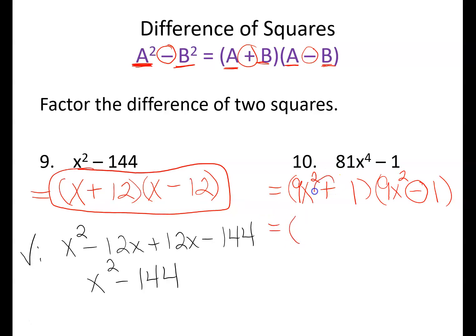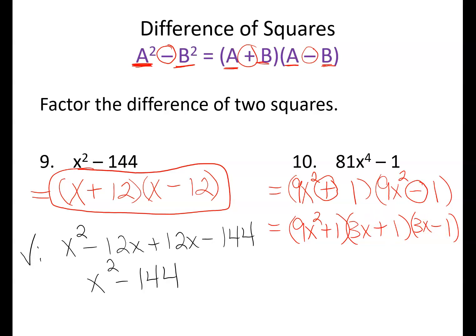Remember, when it's addition, it cannot factor. So that 9x squared plus 1 just comes down. We can't leave it off. It's still in the answer, but it just comes down. Then this one with the minus needs to factor. So we take the square root of 9x squared, which is 3x, put it in the front. The square root of 1 is 1, put it in the back. And we do a plus and a minus.